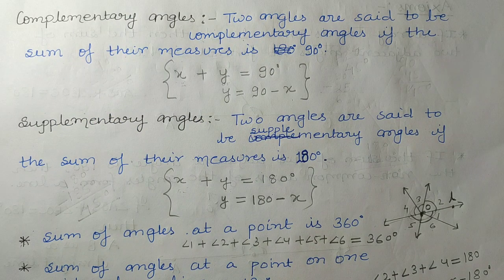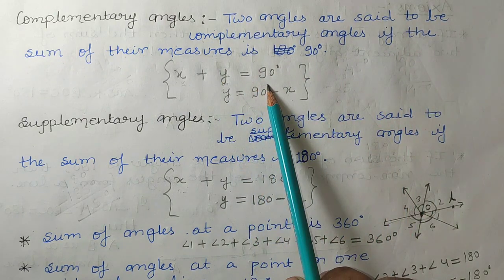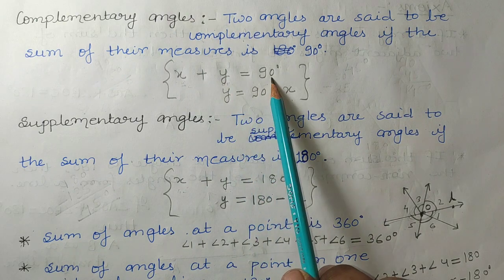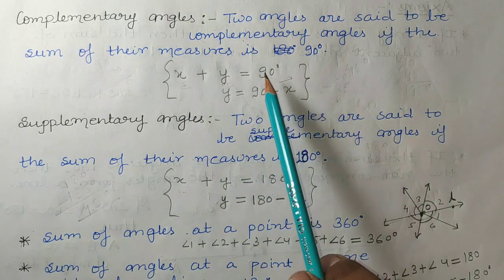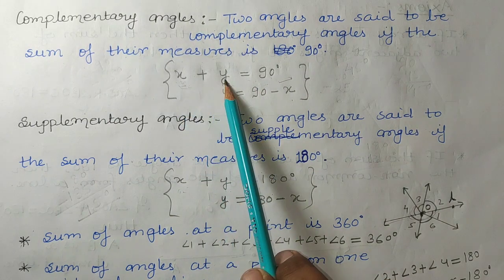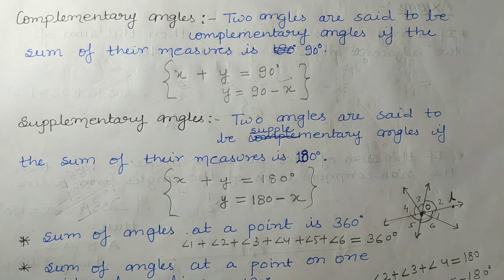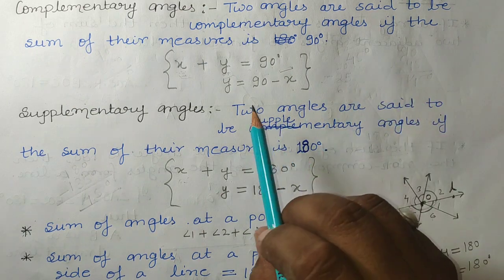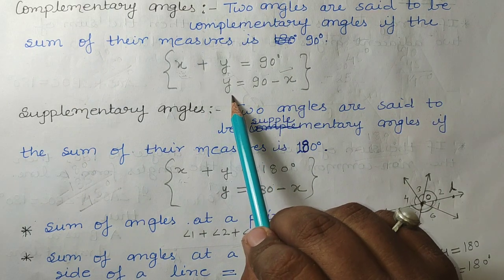After that, we have studied complementary angles. In complementary angles, I have told you that two angles are said to be complementary angles if the sum of their measures is 90 degrees. So if the sum of two angles is 90 degrees, then the angles are known as what? Complementary angles. Here the complement of x is y and the complement of y is x.